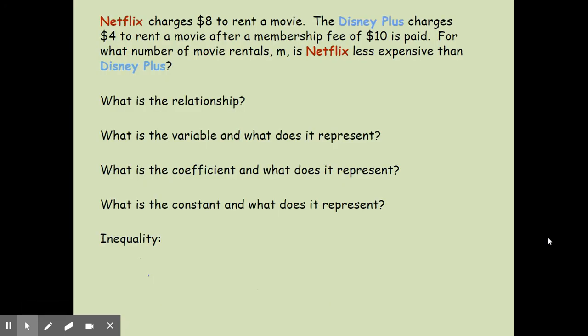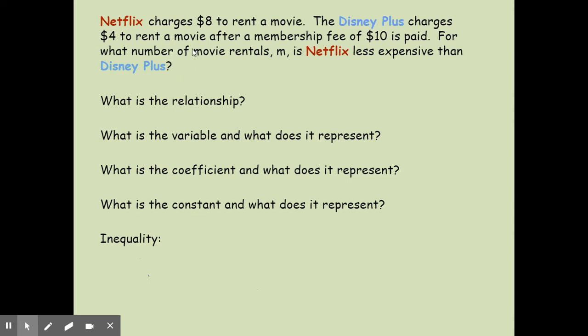So now we have our first step. Make sure you read the problem. So we're gonna read: Netflix charges $8 to rent a movie. Then Disney Plus charges $4 to rent a movie after a membership fee of $10 is paid. For what number of movie rentals is Netflix less expensive than Disney Plus?